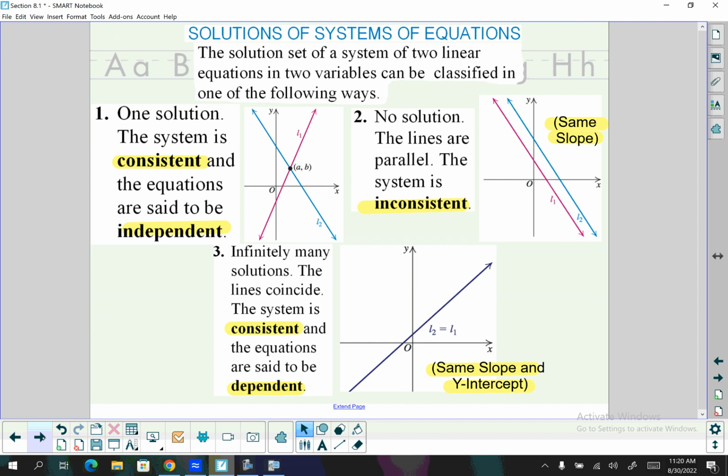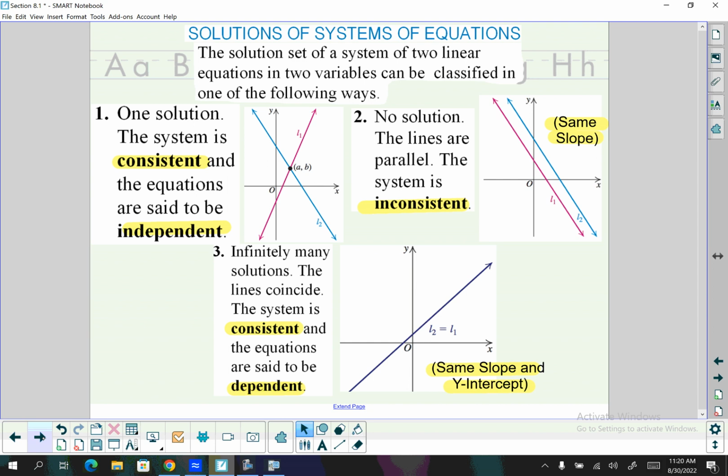So case number 1, intersection, one intersection point. We call that system of equations, those 2 lines, consistent and independent. Okay, so if we have one solution, consistent and independent. If we have no solution, which is parallel lines, no intersection, it is an inconsistent system. And if we have the exact same line on top of itself, they are always intersecting, and we say consistent and dependent.